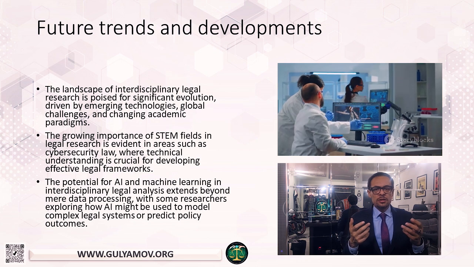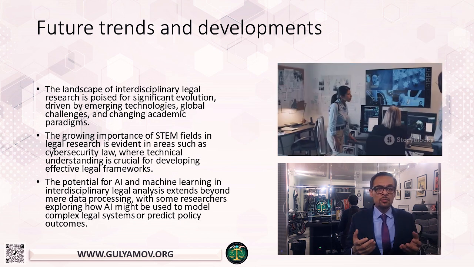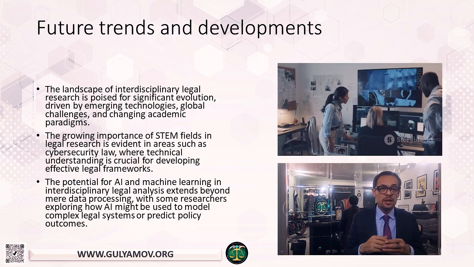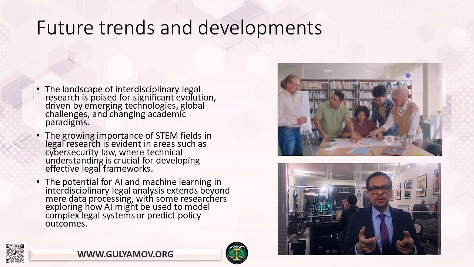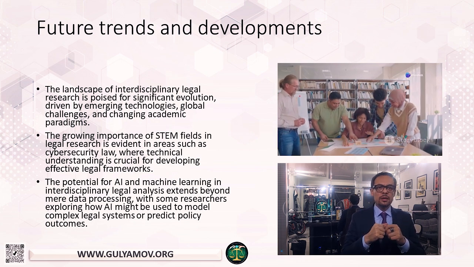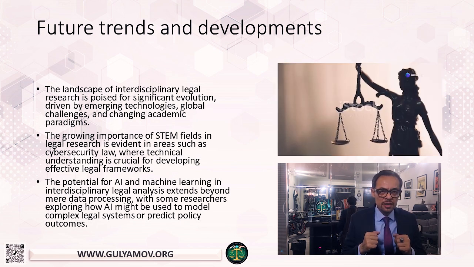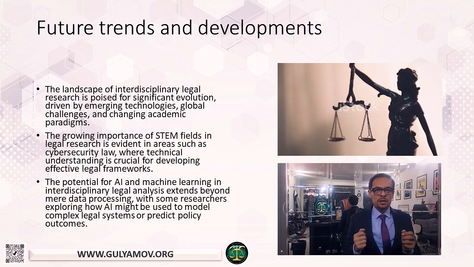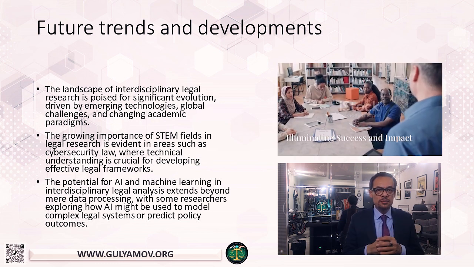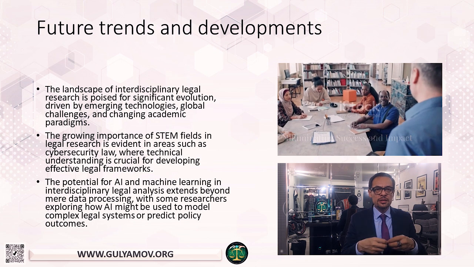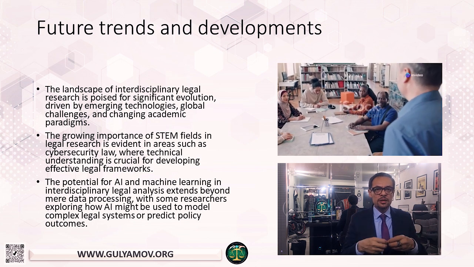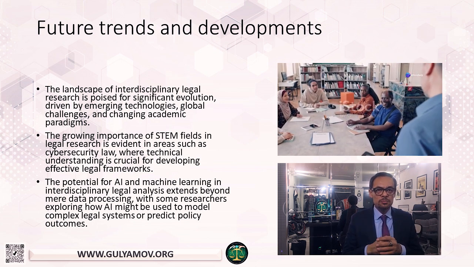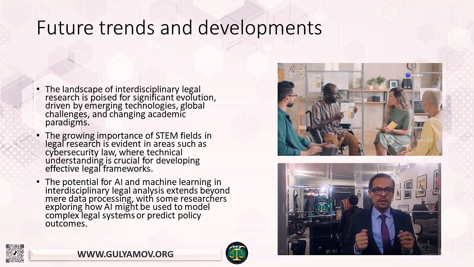Emerging interdisciplinary approaches are also addressing global challenges that transcend traditional legal boundaries. For instance, the field of planetary law is evolving to integrate legal principles with Earth systems science to address issues of global environmental governance. The potential for AI and machine learning in interdisciplinary legal analysis extends beyond mere data processing, with some researchers exploring how AI might be used to model complex legal systems or predict policy outcomes.